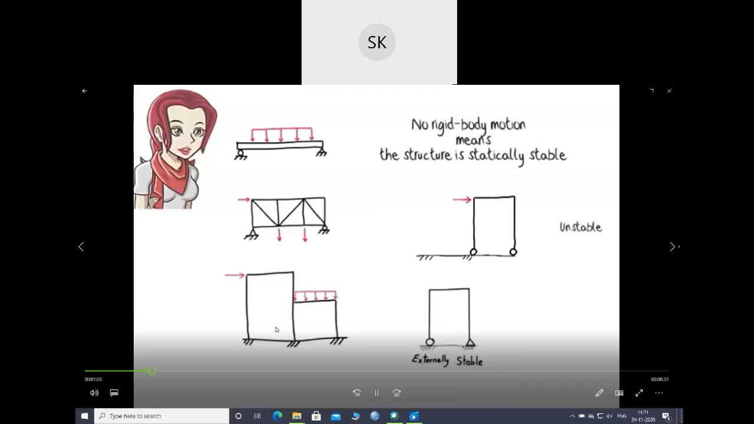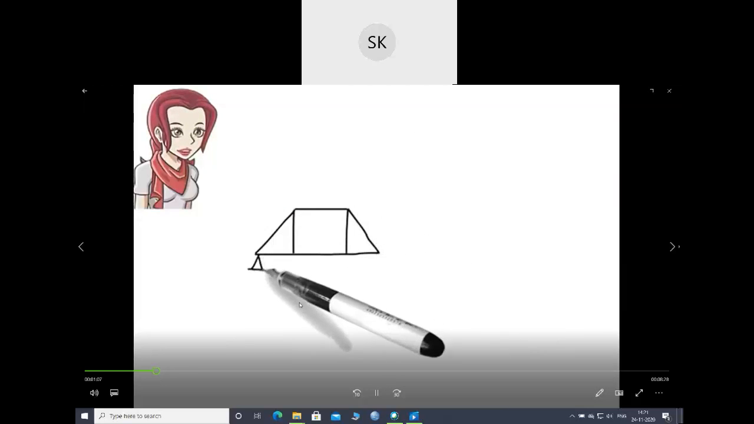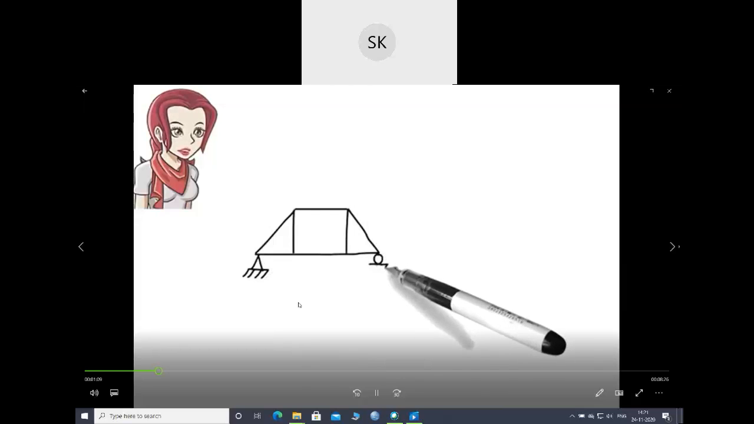Let's consider another example. Here, we have a truss structure that rests on two supports, a pin and a roller. Clearly, the supports prevent any rigid body motion.